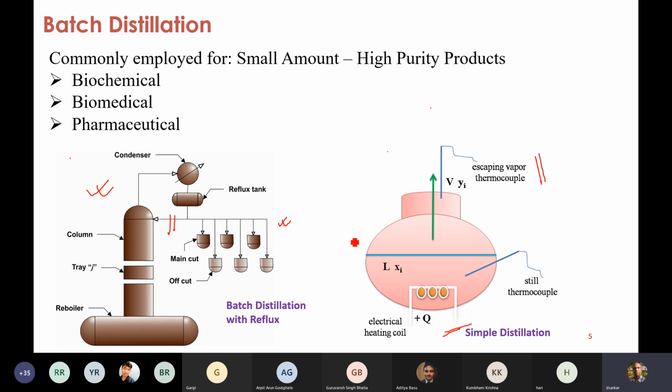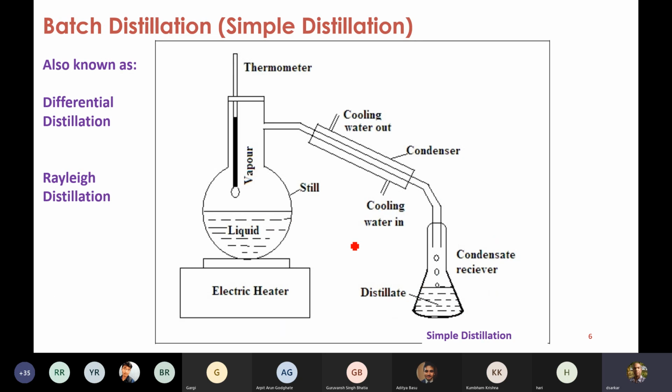But a small scale laboratory replica of this will be this. And this is what you will have in our laboratory, for which you will be given data today and you will be performing the calculations.